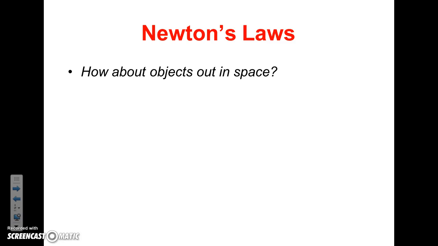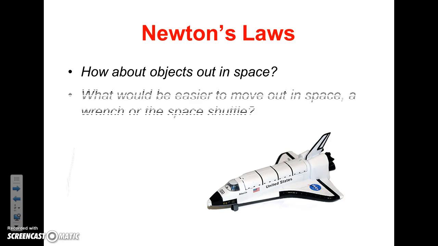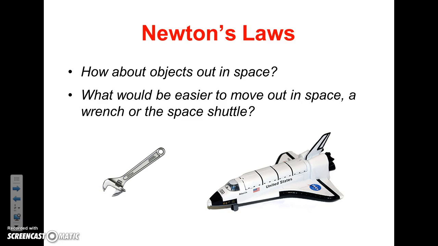Same principle applies to trying to move objects in space. Would it be easier to move the wrench out in space, or would it be easier to move the space shuttle out in space? So if an astronaut had a hand on a wrench and a hand on the space shuttle and pushed off equally with both arms, which object would move the easiest?